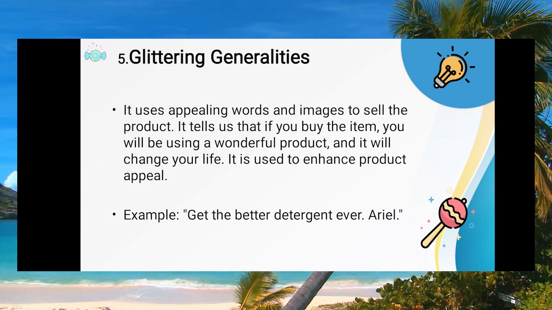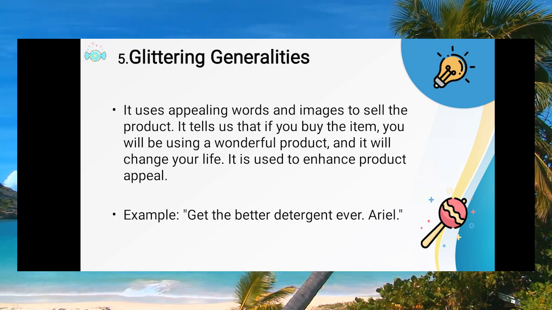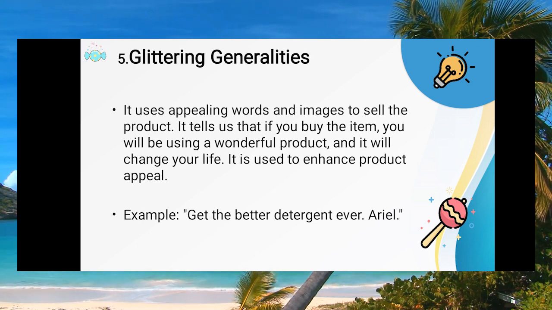Glittering generalities. It uses appealing words and images to sell the product. It tells us that if you buy the item, you will be using a wonderful product, and it will change your life. It is used to enhance the product appeal. Example, "Get the best detergent ever, Ariel."